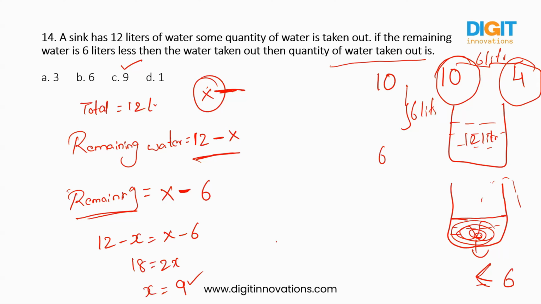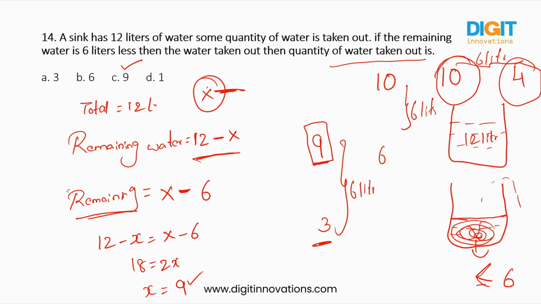So what they're telling, their difference is 6 liters. So taken out water is 9 and remaining water is 3 liters, total 12, right? So 9 liters were removed and 3 liters were there. So their difference is 6 liters, right? So it satisfied the condition. To check whether this answer is right or wrong, we are just going to check the difference, whether it satisfies the condition or not.